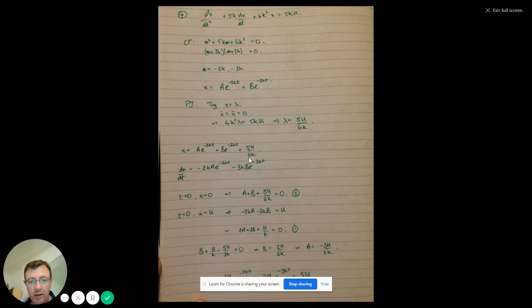x equals this is our general solution. And now I'm working out the dx/dt because we're going to sub in the initial conditions from the question. So there's the dx/dt. I think this question's a bit sneaky because when I first looked at it, I thought it was at rest because it says it's at rest. But then it says the end of the spring is then moved with constant speed u, so it's not at rest. Anyway, that's saying that x when t is 0 is 0, and dx/dt is u.